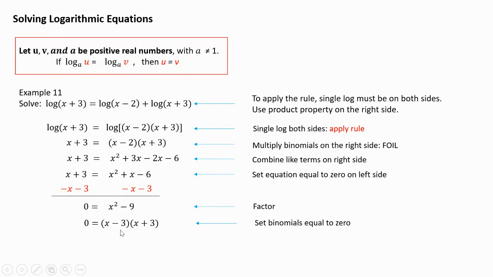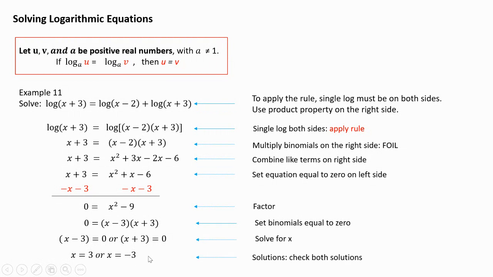Then we're going to set the binomials equal to 0. I believe it's called the zero property rule. So x minus 3 equals 0 or x plus 3 equals 0. Now all I do is solve for x. If we add 3 to both sides, it gives us x equals 3. On the other side, if we subtract 3 from both sides, we get x equals negative 3. So these are my two solutions. But guess what, guys? We have to check them. So check both solutions.